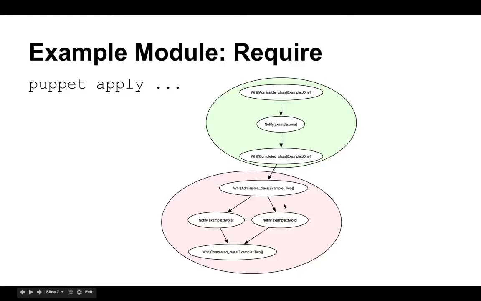So that's require. It's basically the same thing that happens when you have a resource require. The main difference between a resource require and a class require is that a class is really the sandwich construct, where you have two nodes that represent it and everything else is in between.